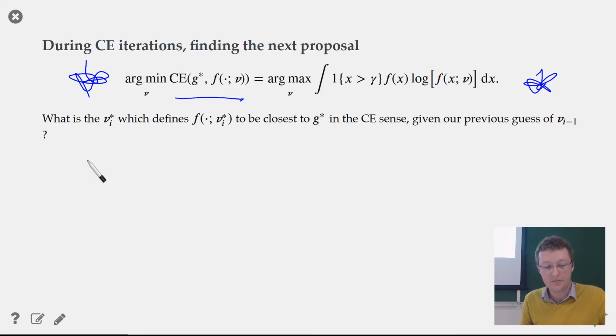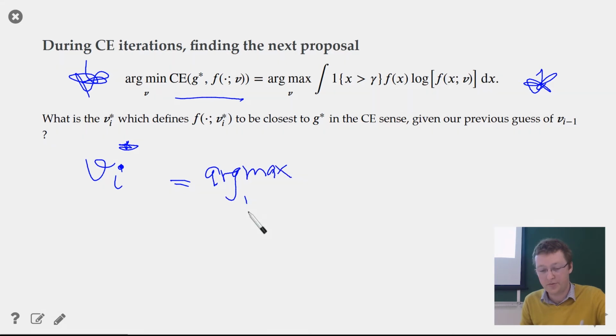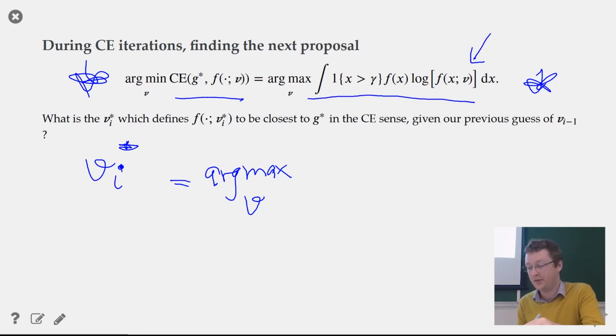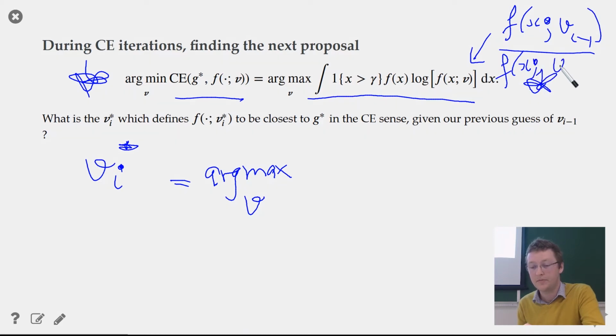Effectively, you get that the best thing that you want to do, given the previous iteration of CE, to get the new one, is you want to get the thing that maximizes over all possible parameters v, this thing here, except we'll throw in, multiply it by 1, the density of the previous iteration by itself, v_{i-1}.